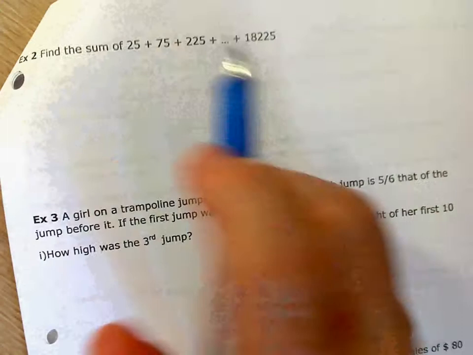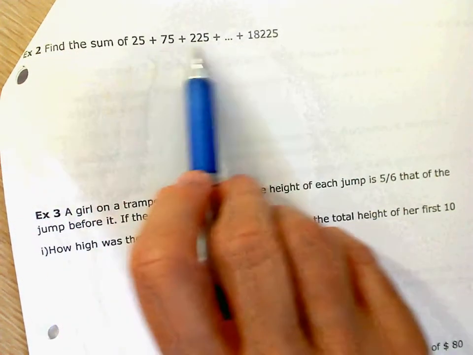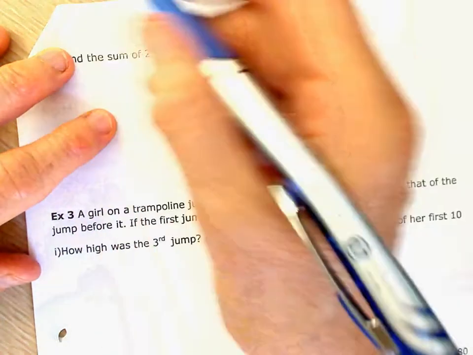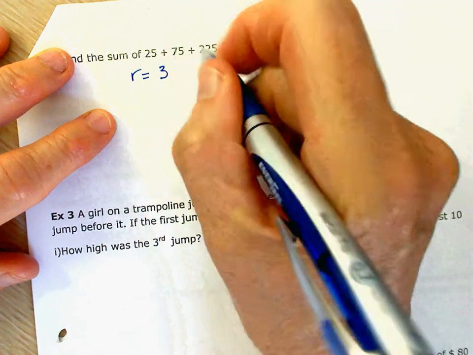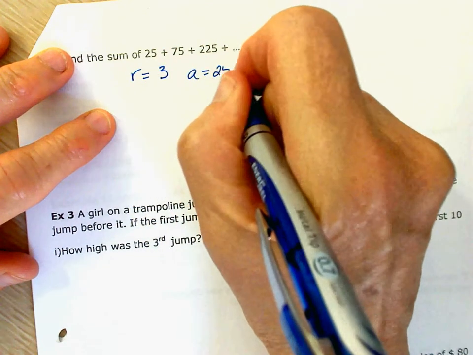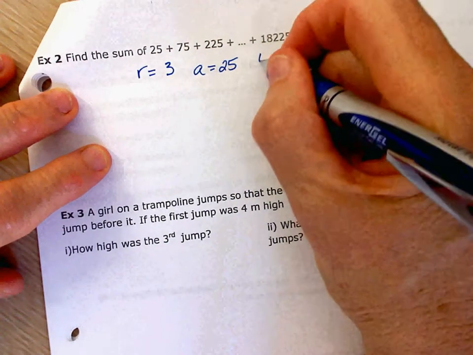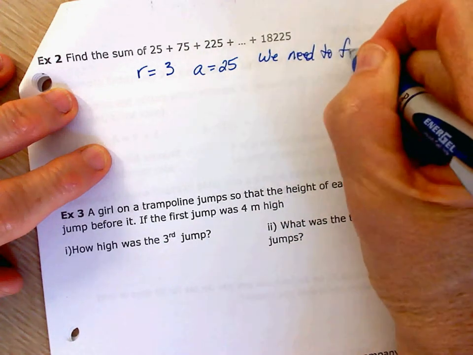Find the sum of this. Can you tell me, is this arithmetic or geometric? And why is that? Yeah, and plus it's in this unit, right? So R is equal to 3, A is equal to 25, and we have to find N. We need to know the number of terms. We need to find the number of terms.